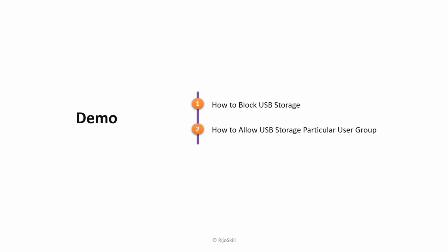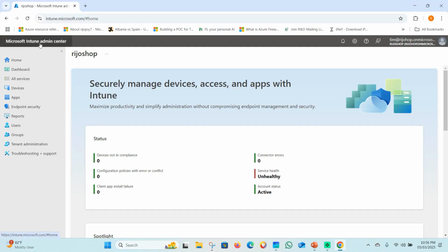So next we will go for our demo. We will see how to block USB storage for the devices, and next we will allow a particular USB storage for a particular user group. So we will discuss this demo. Now we will go to our Microsoft Intune portal and discuss how we can implement this demo. We reach our Microsoft Intune admin center.